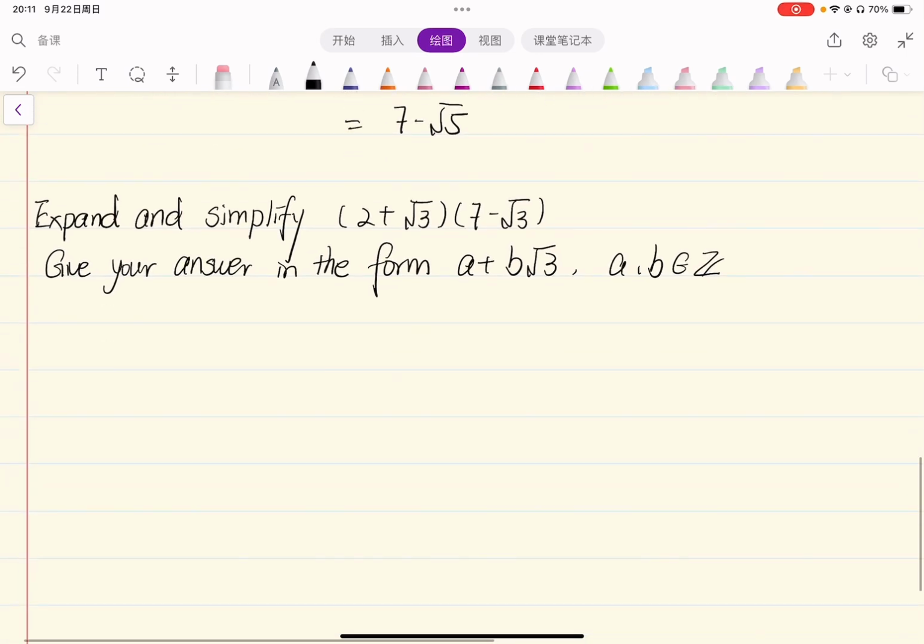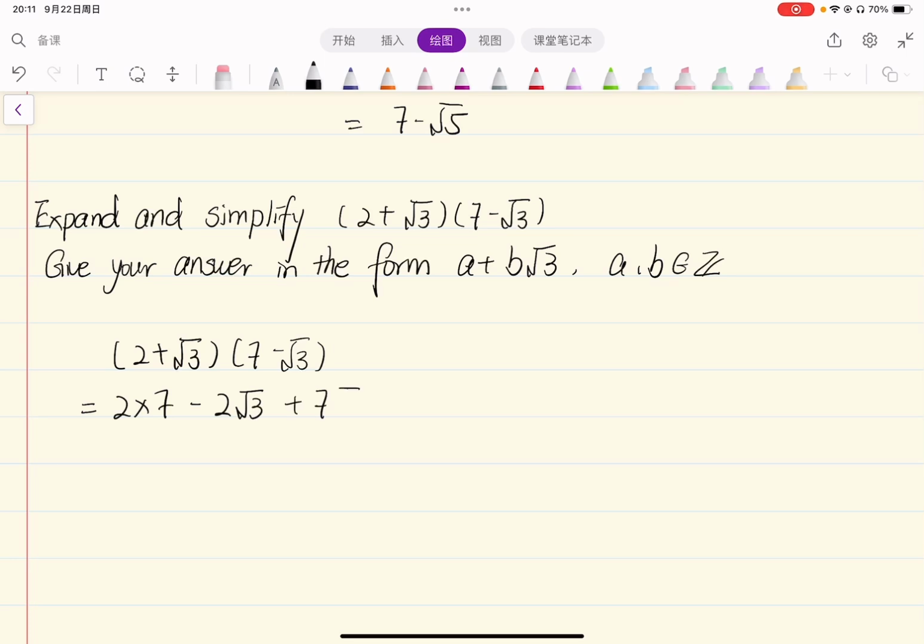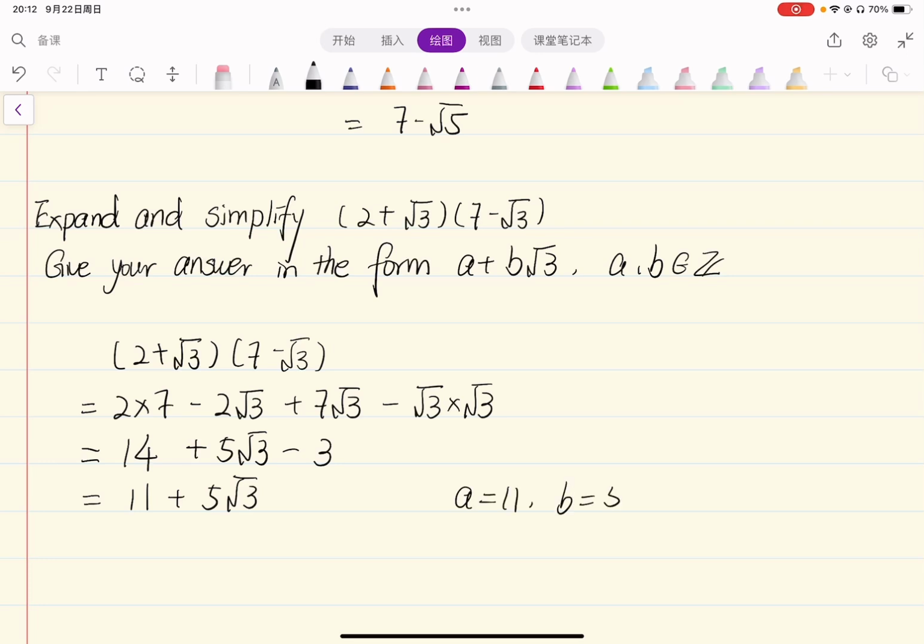So how do we do that? 2 plus square root of 3 times 7 minus square root of 3 equals 2 times 7 minus 2 square root of 3 plus 7 square root of 3 minus square root of 3 times square root of 3, which equals 14 plus 5 square root of 3 and minus square root of 9, which is equal to 3. Thus we get 11 plus 5 square root of 3. So a equals 11 and b equals 5.